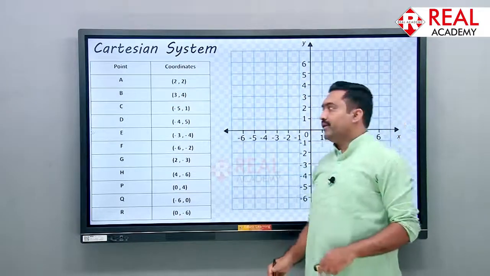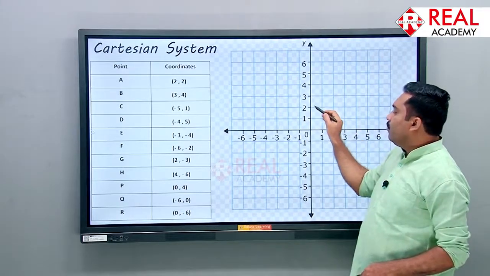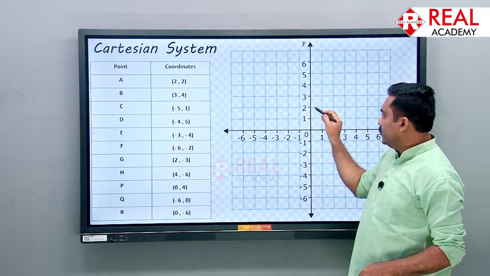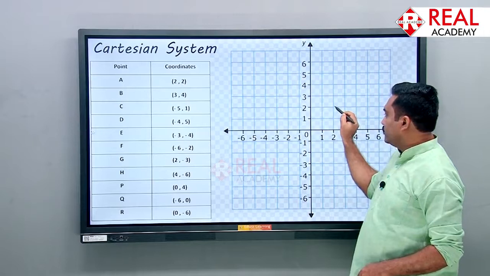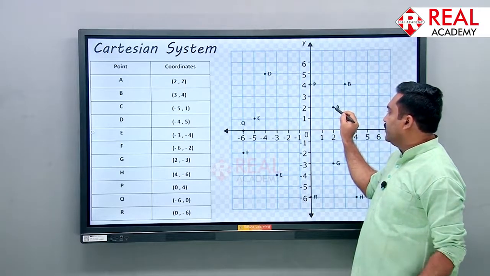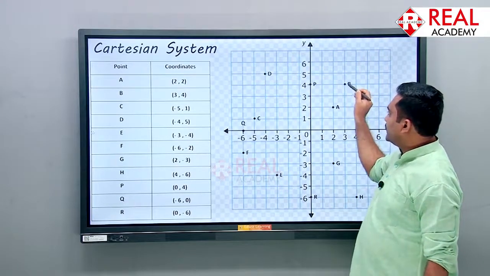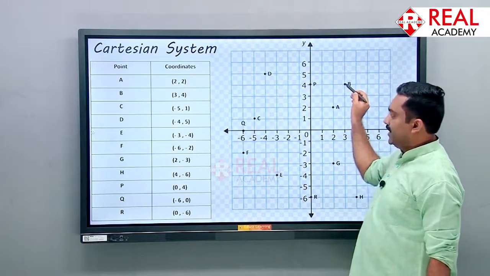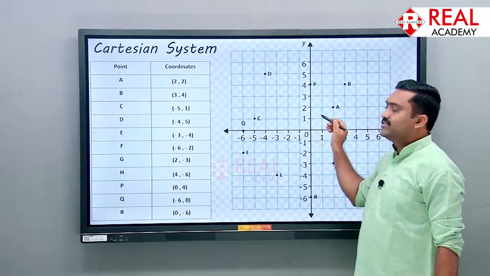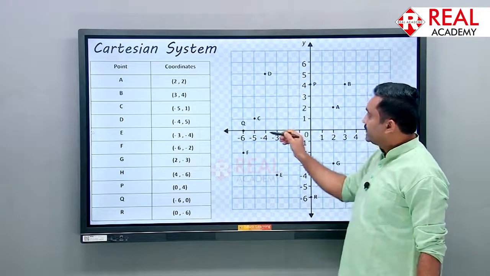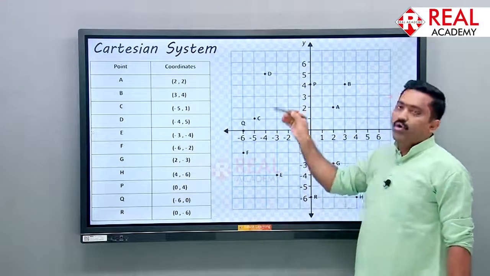तो A का पोजीशन क्या हो सकता है? तो x coordinate is 2, so x axis का 2, y coordinate is 2, तो y axis का 2. When they will connect each other by drawing the perpendiculars, तो वहां पर एक पोजीशन मिलेगा which will give us the point A. So ये आपका point A. सेम तरह से आप B, 3 on x axis, 4 on y axis, तो आपको B मिल जाएगा. C, -5 on x axis, 1 on the y axis. D, -4 on x axis, 5 on y axis, you get D. And you go on, so you will get all remaining points.